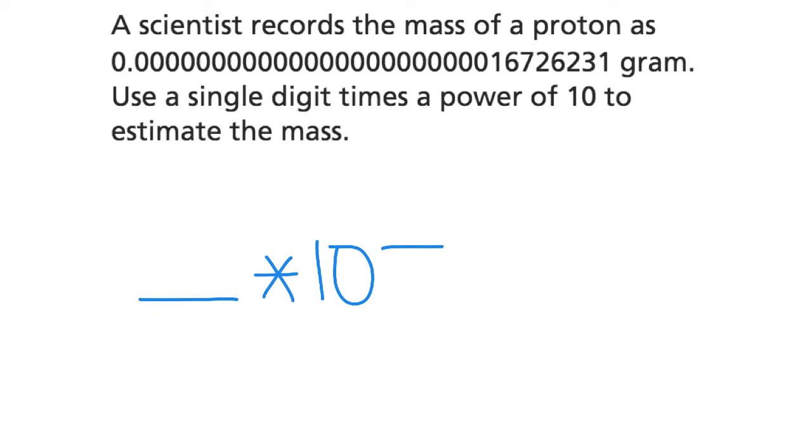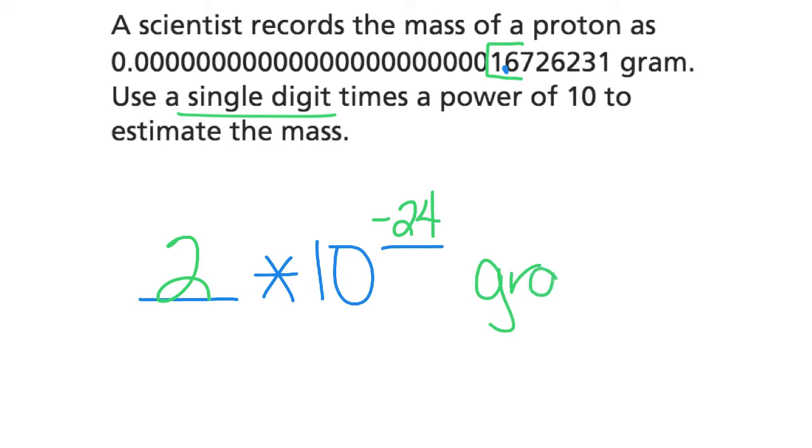We need to move our decimal between the 1 and the 6. And in order to do that, we are going to move the decimal to the right 24 times. Since we move the decimal to the right, it's negative 24. And that gives us 1.6. But it tells us we want a single digit, so 1.6 will round to 2. 2 times 10 to the negative 24th gram is an approximation of the mass of a proton.